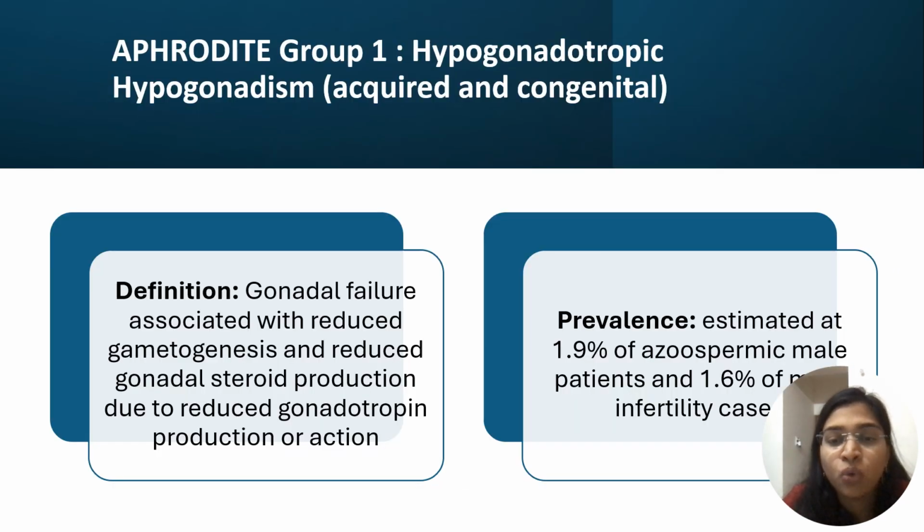So now one by one we will discuss all the Aphrodite criteria, all the Aphrodite groups. First group is hypogonadotrophic hypogonadism. It can be acquired or congenital. The definition is gonadal failure that is associated with reduced gametogenesis and reduced gonadal steroid production due to reduced gonadotropin production or action. Prevalence is estimated at 1.9% of azoospermic male patients and 1.6% of male infertility cases are hypogonadotrophic hypogonadism.